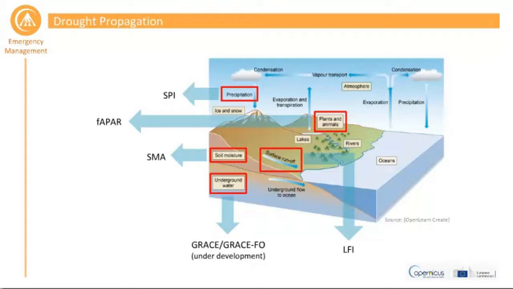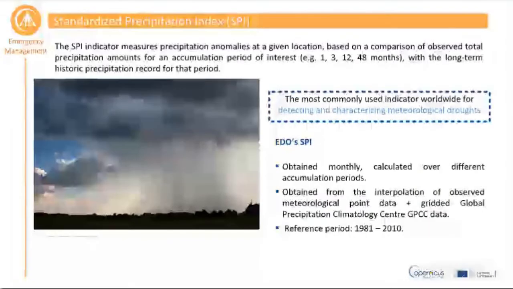By combining SPI, FAPAR, and SMA into a high-level indicator, the EDO combined drought indicator, CDI, it's possible to have a high-level interpretation of the drought impact. And this may also be useful for policymakers and stakeholders who need, let's say, a synthetic descriptor of drought. And now with this introduction, we can go in a little bit more detail into the indicators.